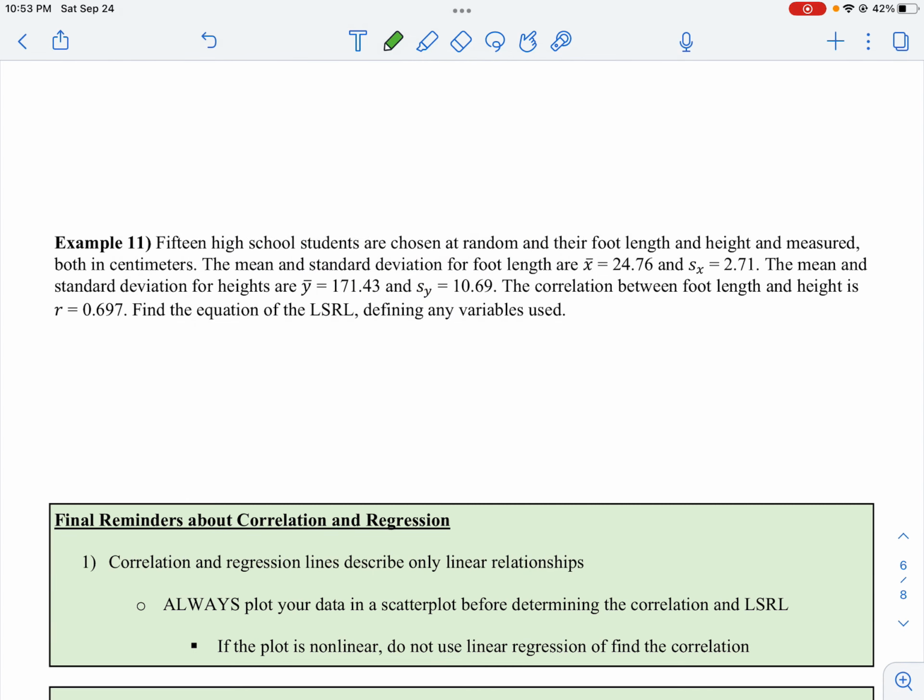If we go to example 11 here, it says 15 high school students are chosen at random and their foot length and height are measured, both in centimeters. The mean and the standard deviation of foot length are x bar is equal to 24.76 and standard deviation of x 2.71. The mean and standard deviation of heights are y bar is equal to 171.43 with a standard deviation of y being 10.69. The correlation between foot length and height is 0.697. Find the equation of the least squares regression line, defining any variables used.